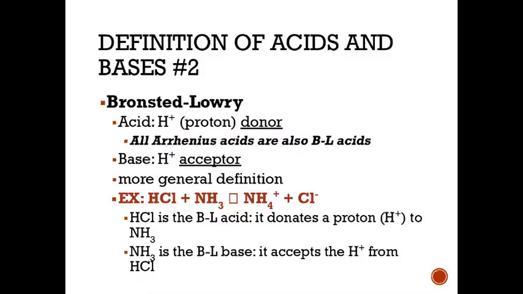Now let's look at the Brønsted-Lowry framework in action. Notice that Arrhenius acids are a subset. They're all Brønsted-Lowry acids too, but the Brønsted-Lowry definition is broader. In this example with HCl and ammonia, you can see the actual proton transfer happening. HCl gives up its hydrogen ion to ammonia, making HCl the acid and ammonia the base. This proton transfer perspective helps us recognize acid-base reactions that don't involve hydroxide ions at all. The key is identifying who's giving and who's receiving the proton.